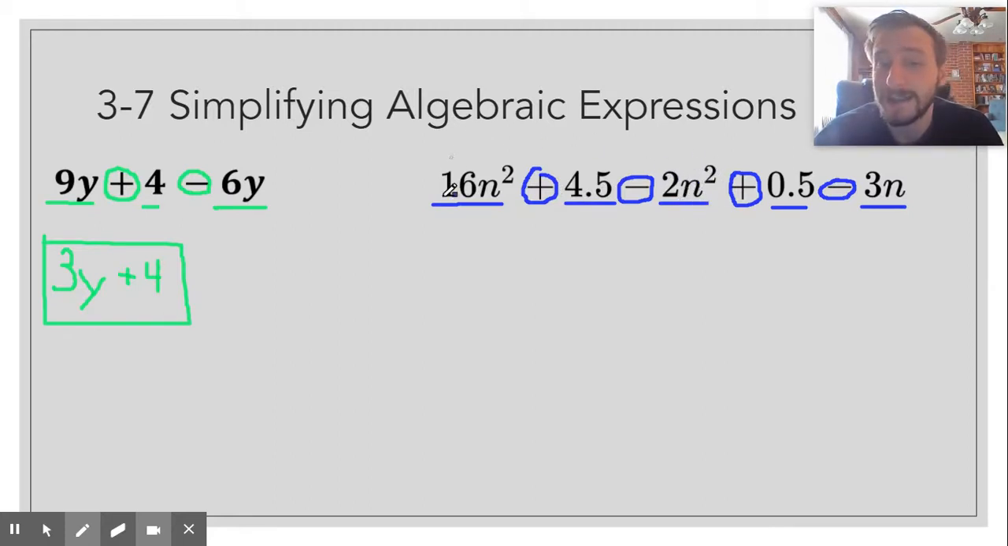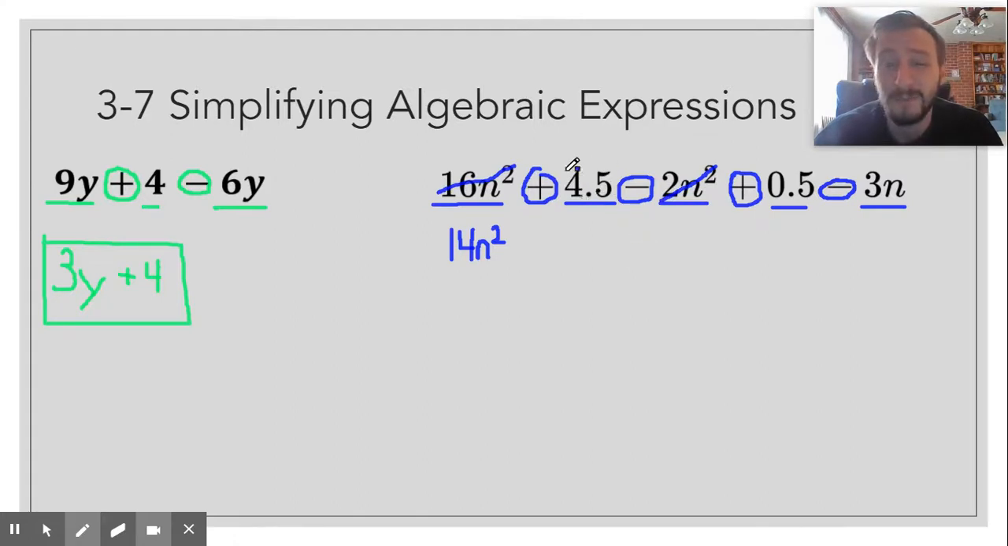So we can combine this 16n squared with this 2n squared because they are like terms. They have an n squared in common. So 16n squared minus 2n squared. 16 minus 2 is 14n squared. Now that we're done working with those n squareds, I'm just going to cross them out just so I know not to work with them anymore.